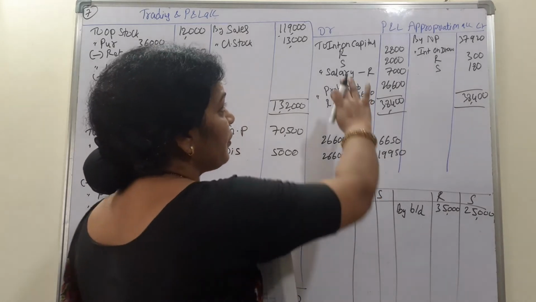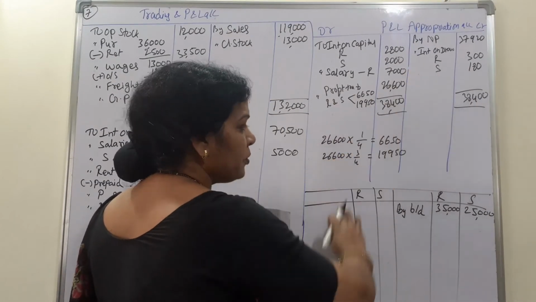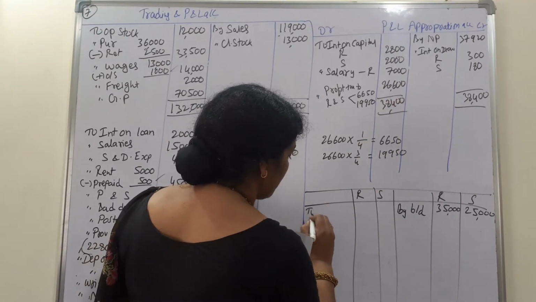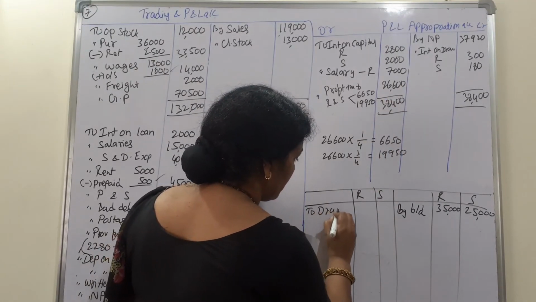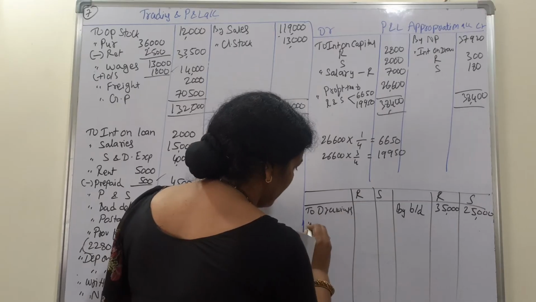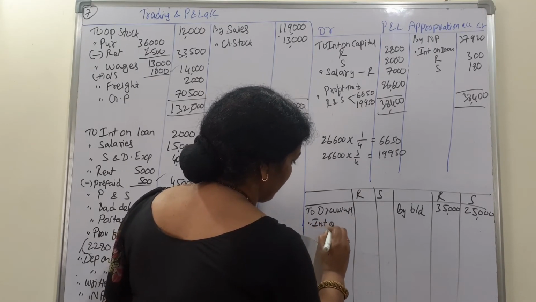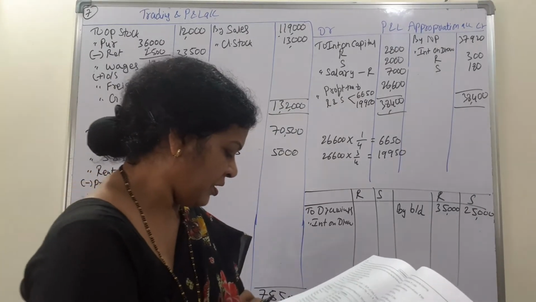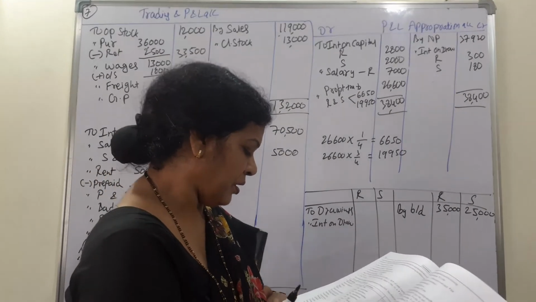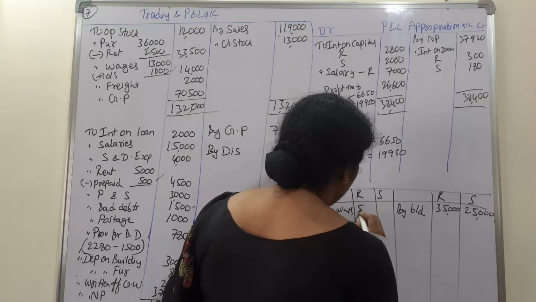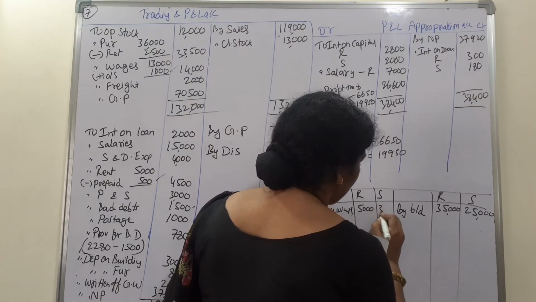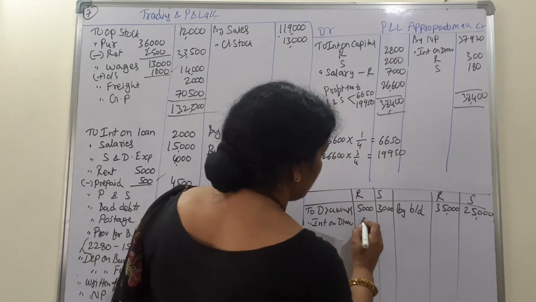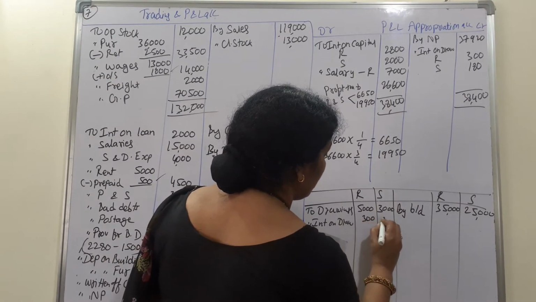Next, from debit to credit, credit to debit. First, before drawing interest on drawings, first we'll write drawings. Drawings and interest on drawings. Drawings amount is here, Ramesh 5,000 and 3,000. Interest on drawings is 300, 180.